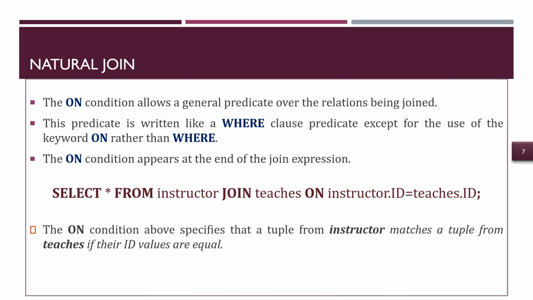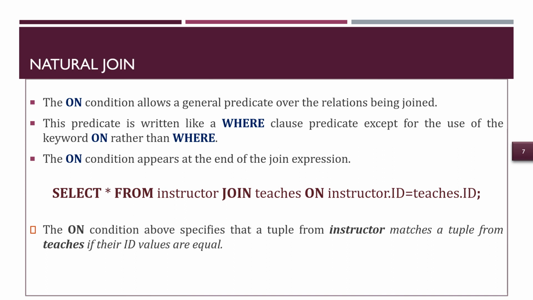Till now we discussed the where clause, which can be used for specifying the predicate or the condition. We can also make use of the keyword on, which allows a general predicate over the relations being joined. This predicate is written like a where clause predicate except for the use of the keyword on rather than where. That's the only difference. And this on clause, as in the case of the where clause, also appears at the end of the join expression.